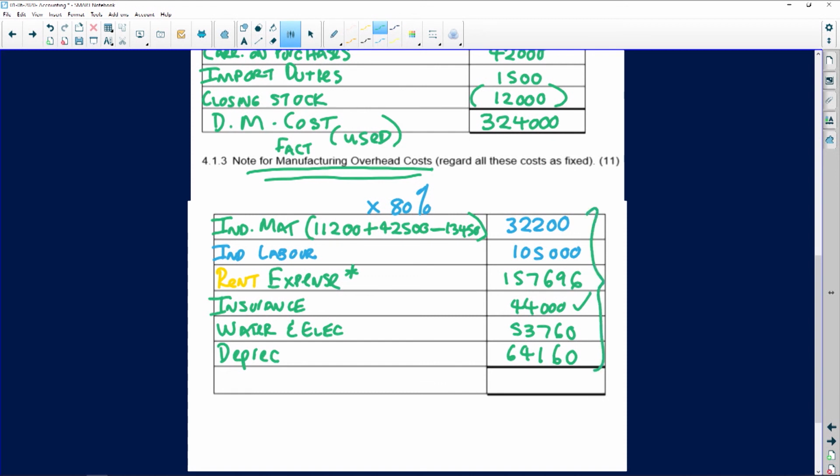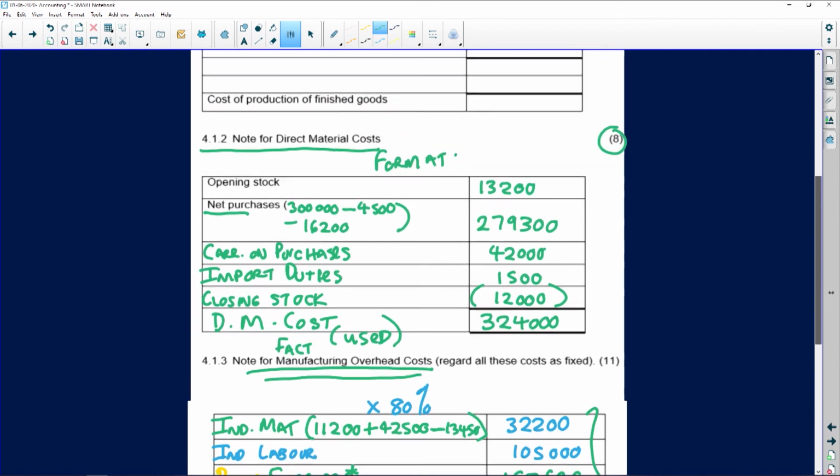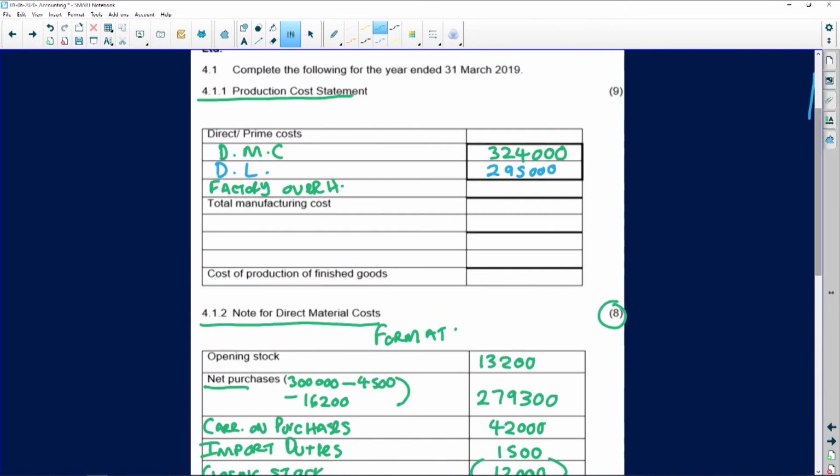Right, what's left for you to do? Obviously, you need to total this. Okay, so if you total, the total should be an amount of 456,816, right? No, guys, my brain is not on super mode, right? I've got the answer in front of me, but that's the answer that you should get. So remember, this is the amount I'm now going to take to my production cost statement. Right, so production cost statement, factory overheads is that amount of 456,816.